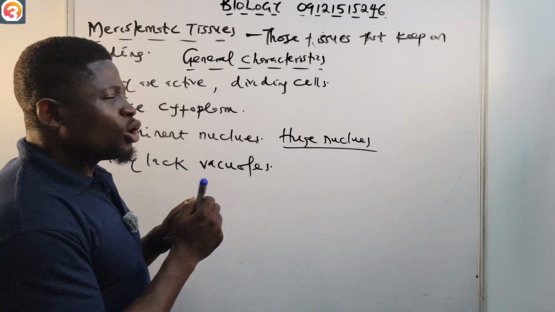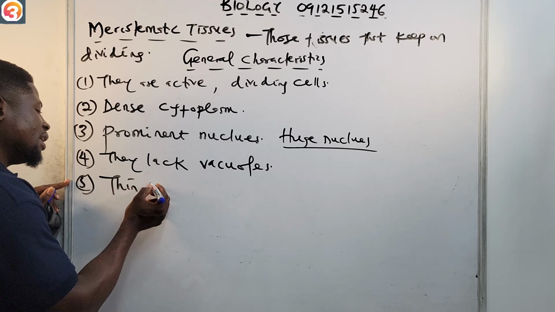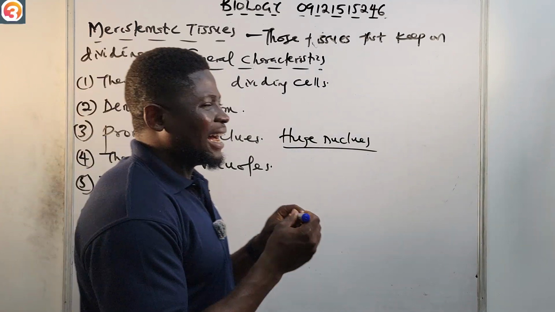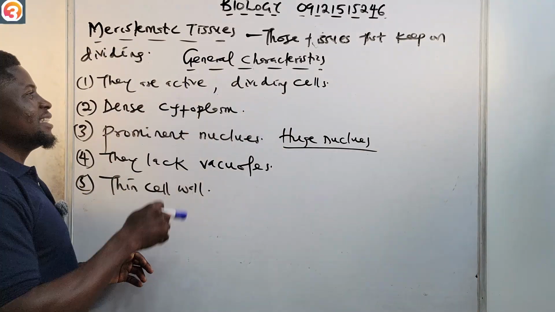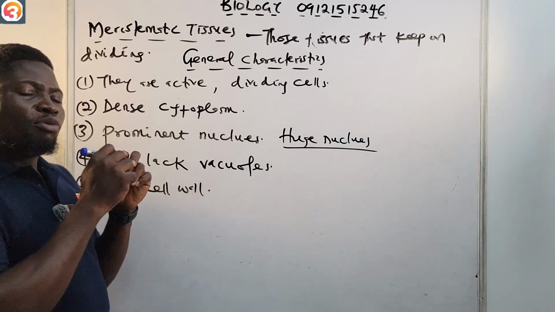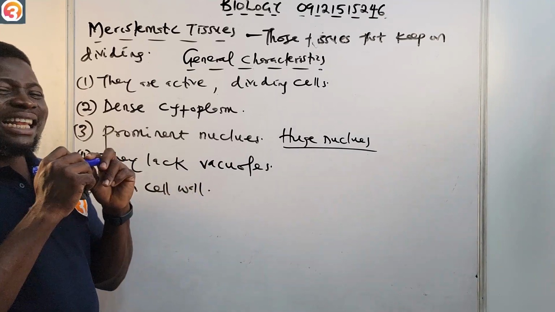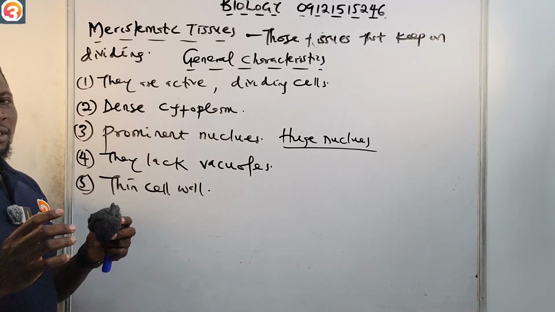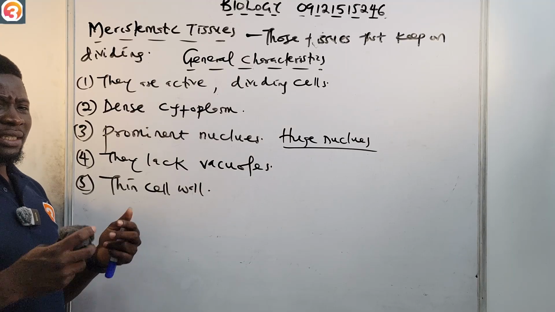And then also another characteristic, number 5, they have a thin cell wall. All these are characteristics of meristematic tissues. They are active dividing cells, they have a dense cytoplasm, they have a prominent nucleus, a very huge nucleus. They lack vacuoles, and number 5, they have a thin cell wall.